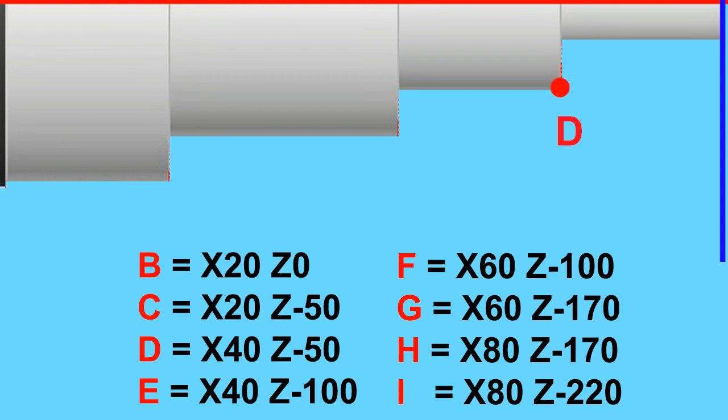At D point, the Z is the same and then we put X40. At E point, the X is the same, then we will put Z minus 100. And at F point, Z is the same and we will put X60. At G point, X is the same, we will put Z minus 170. And at H point, Z is the same, then we will put X80. At I point, X is the same, then we will put Z minus 220.